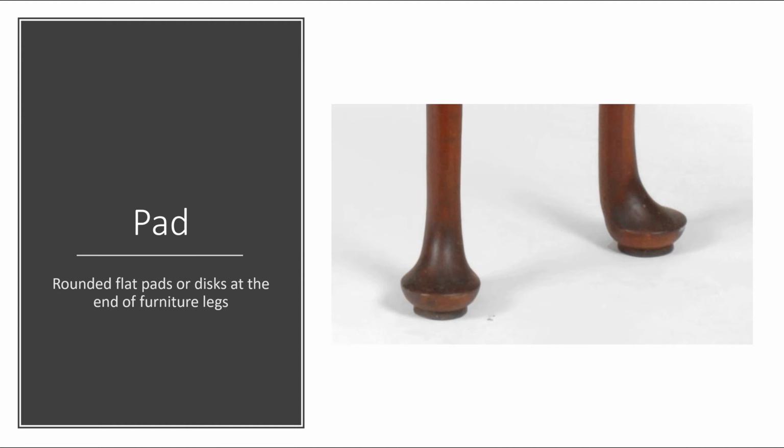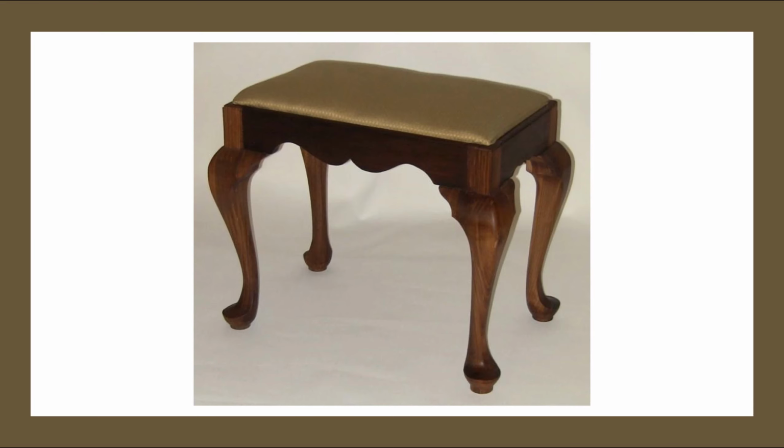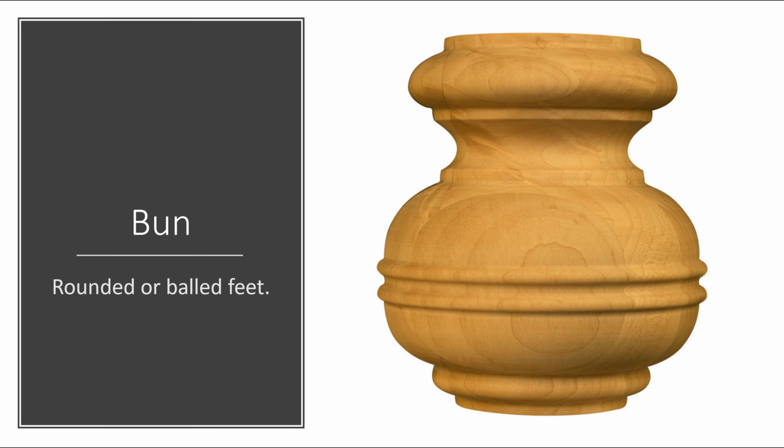First, you have your pad feet. These are rounded flat pads or discs at the end of furniture legs. So any foot that has that little flat, skinny piece on the bottom is going to be a pad, which makes it a pad foot. Also another piano bench, and this piano bench shows a cabriole leg as well with a pad foot. Okay, then we have a bun foot.